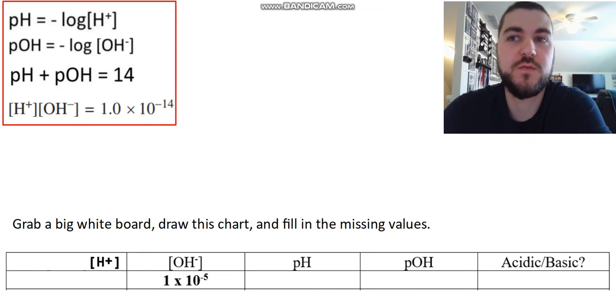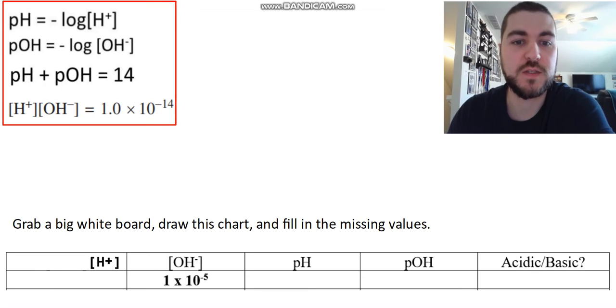Okay, so we're going to progress forward with the previous video, and we're actually going to be utilizing all four of the formulas on the top left-hand corner of the screen that we learned in the previous video. What I'm basically going to be doing is filling in this chart at the bottom of the screen to fill in the missing values. So we're missing the hydrogen ion concentration, the pH, the pOH, and we're trying to make a judgment call on whether this solution is acidic or basic.